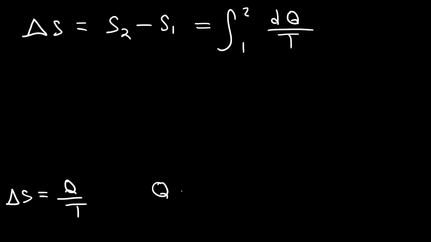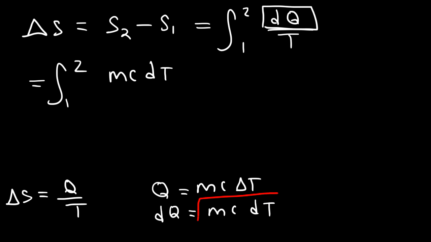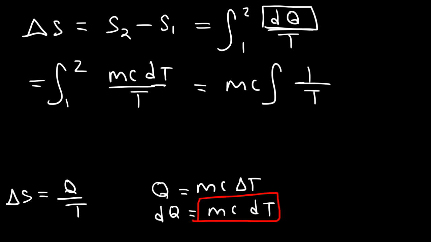Now Q is equal to mc delta T. So dq, a small change in Q, is going to be mc times a small change in temperature. So let's replace dq with that. So dq is going to be mc dt, which is what we have here, divided by the temperature T. Now mc is a constant, so I'm going to move that to the front. And now I have only temperature values in this expression. So this is going to be T1, the initial temperature, and T2, the final temperature.